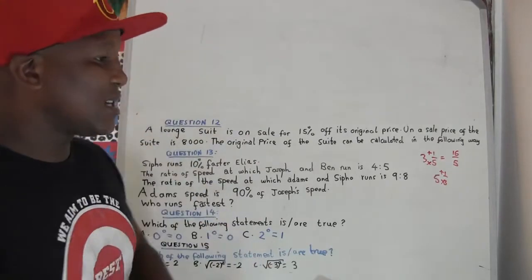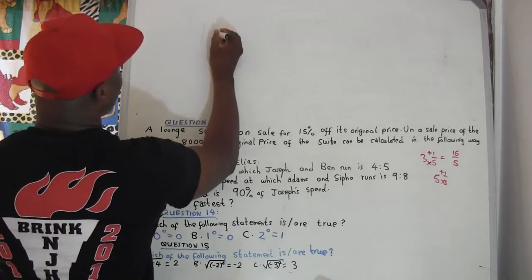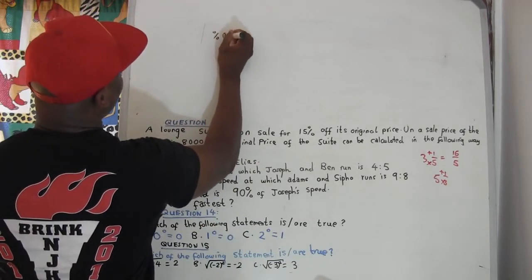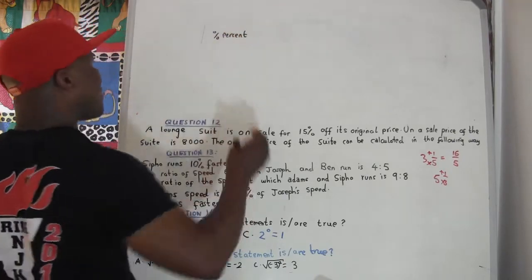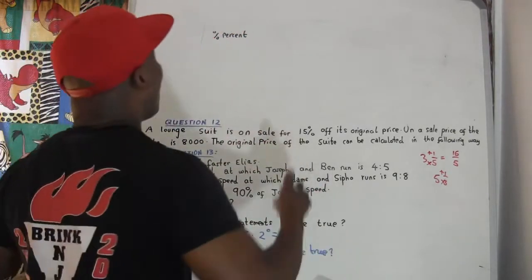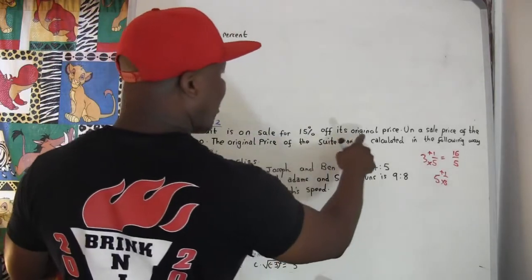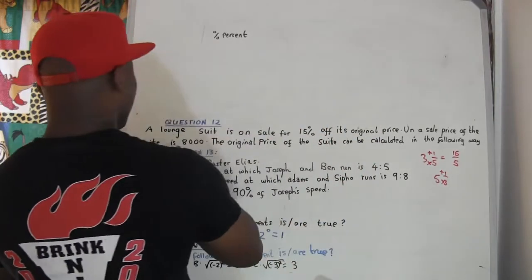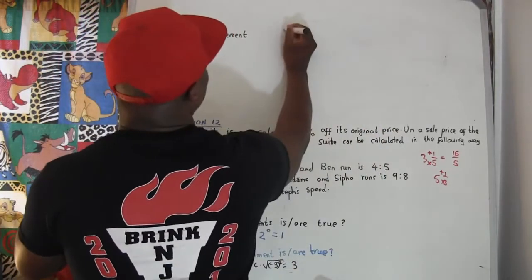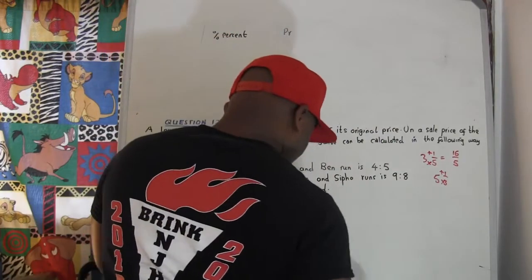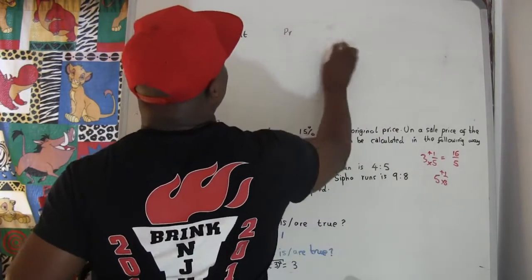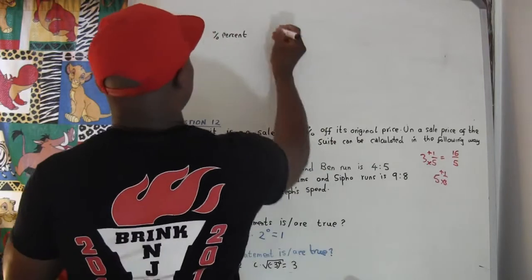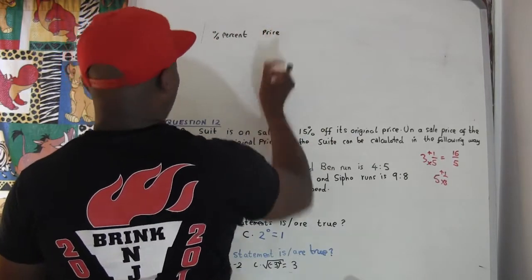Since they talk about percentage increase, percentage decrease, right here you write percent. This method you can use is called the ratio method. For any question about percent, and here they talk about money, price, sell price, original price, so just say price here. And be sorted. Write your percent and price.